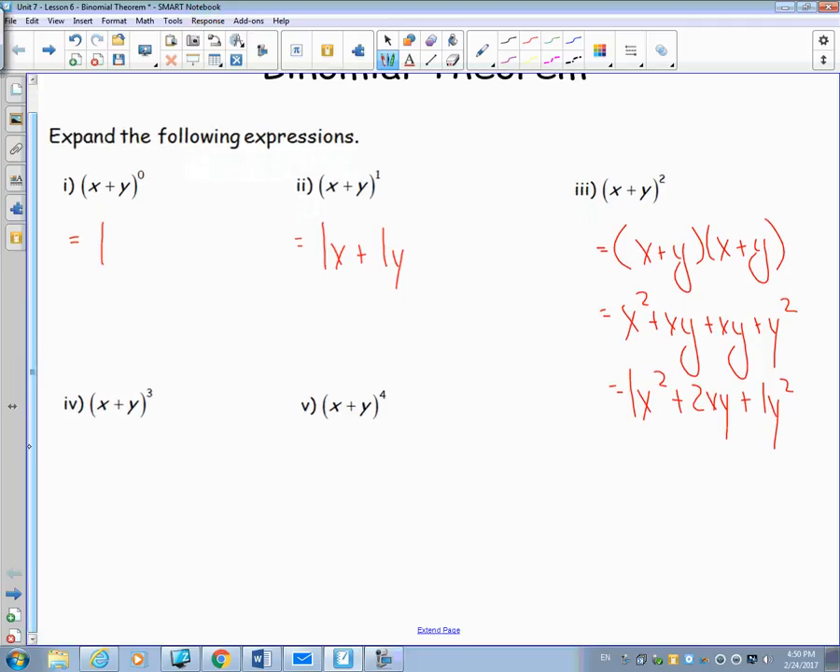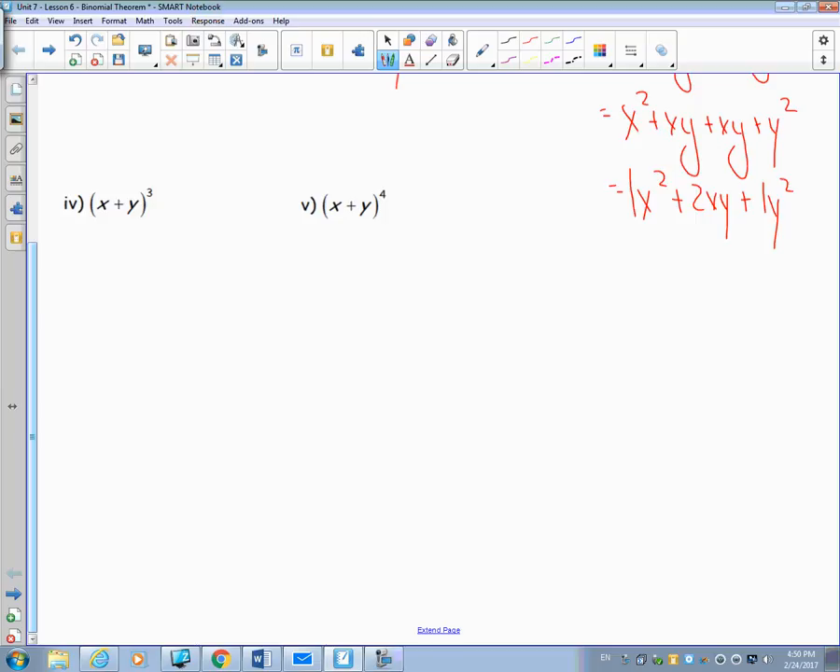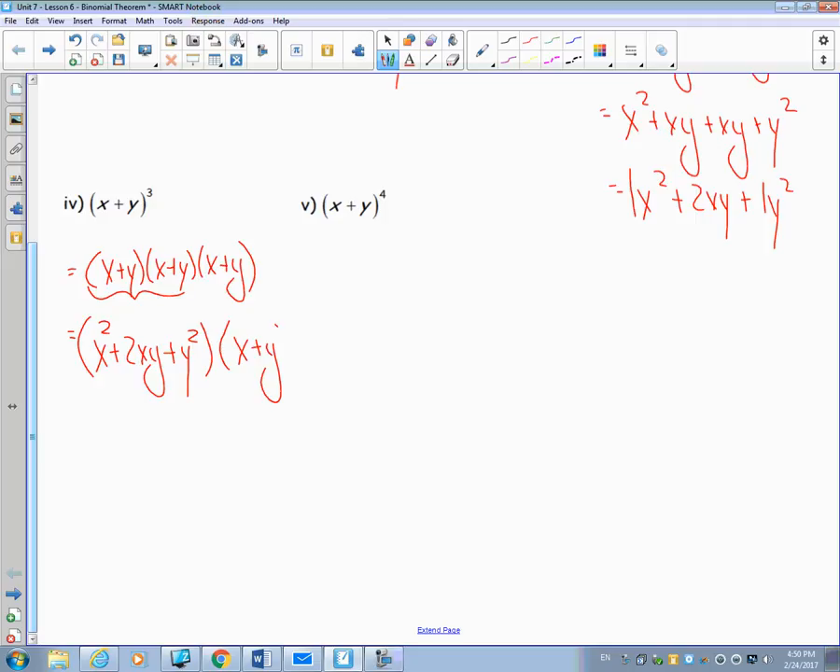Let's try the next one, x plus y cubed. What does that mean? It means x plus y times x plus y times x plus y. Well, we know x plus y times x plus y, we just did that. It was x squared plus 2xy plus y squared, times the next one. The idea of FOIL is I multiply everything in the first bracket by everything in the second. So x squared times x is x cubed. X squared times y is x squared y.